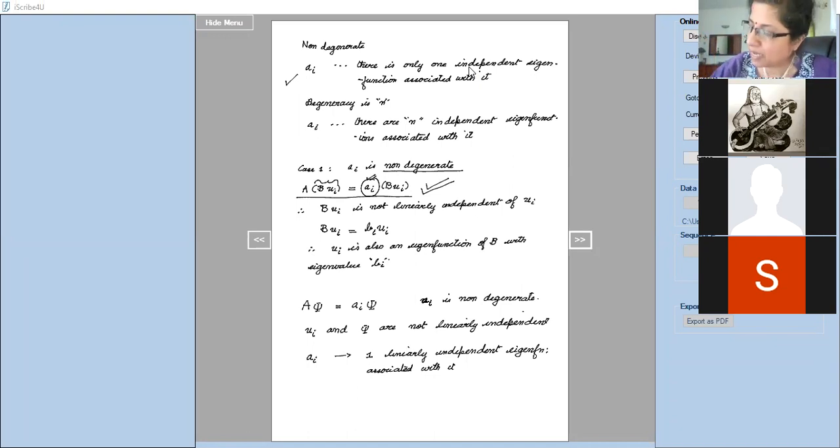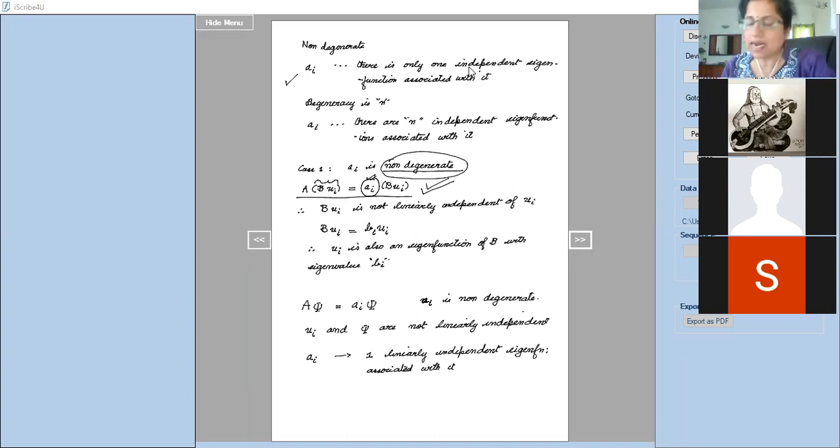But what have I started off saying? I have started off saying that it is non-degenerate. If I say it is non-degenerate, obviously BUI cannot be completely independent of UI. If it was completely independent, there would be two functions which have the same eigenvalue AI, in which case the degeneracy becomes 2. But since the degeneracy is 1, this BUI and this UI definitely have a relation.